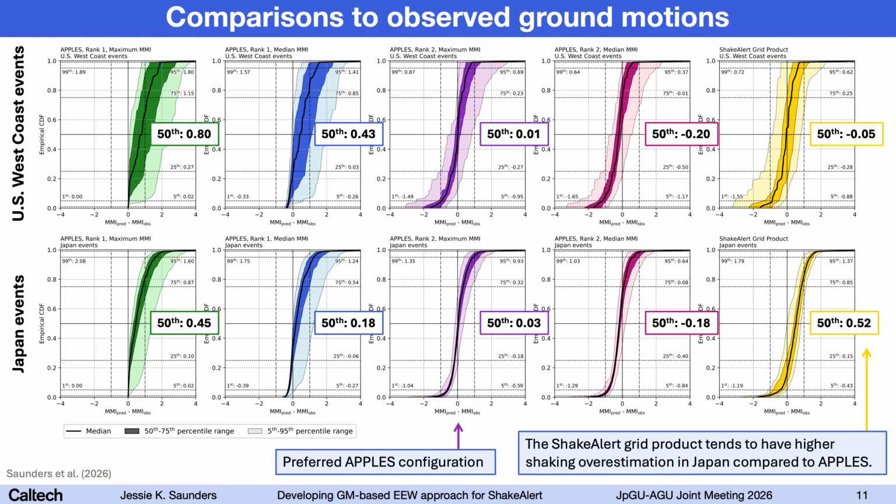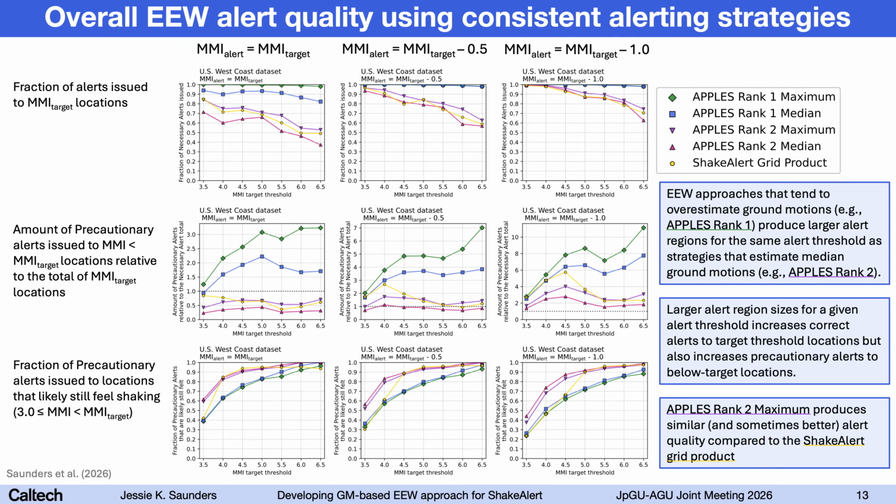But now let's look at some alert quality results. Here are the alert quality results. The different colors show the different early warning options we tested, where different columns consider different alert threshold values relative to a target intensity threshold. The top row shows the fraction of target threshold locations that are alerted. The middle row shows the amount of precautionary alerts, or below target locations that are alerted, relative to the number of target locations. And the bottom row shows the fraction of precautionary alerts that are likely to still feel some shaking.